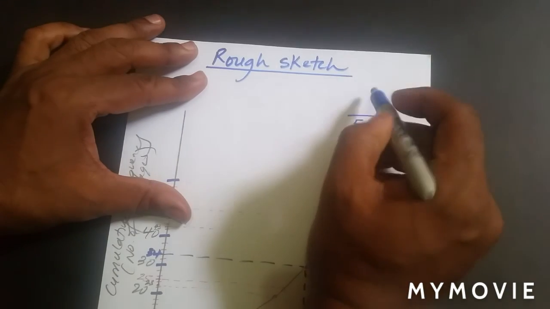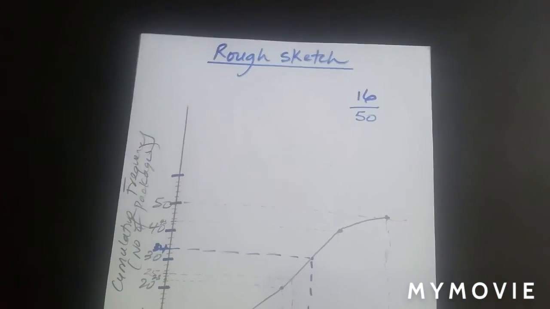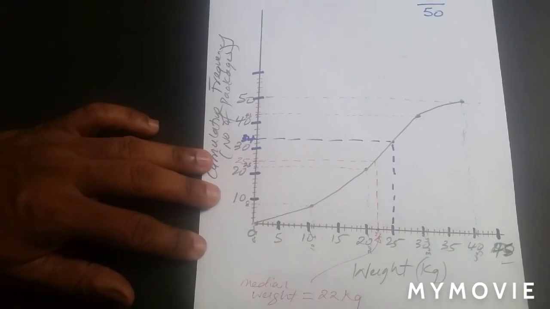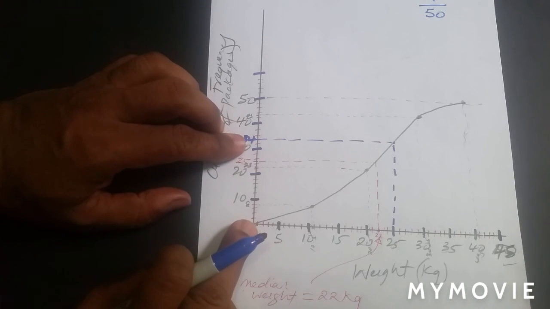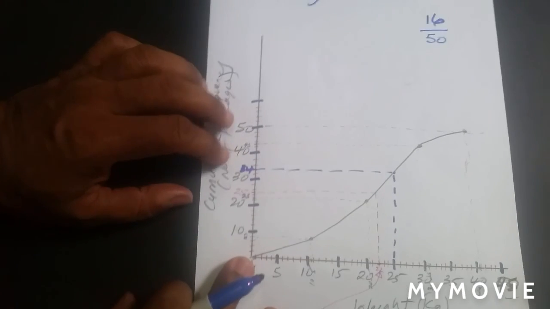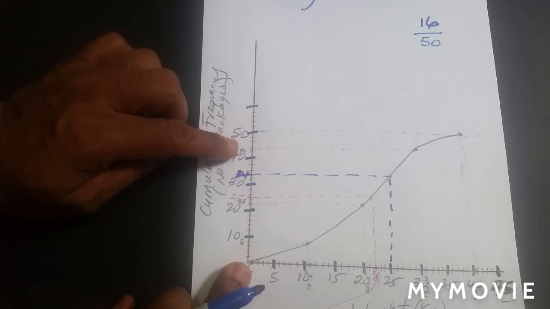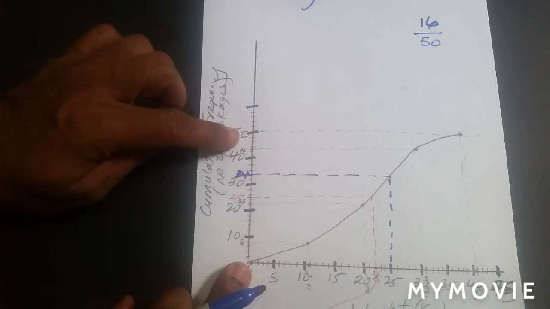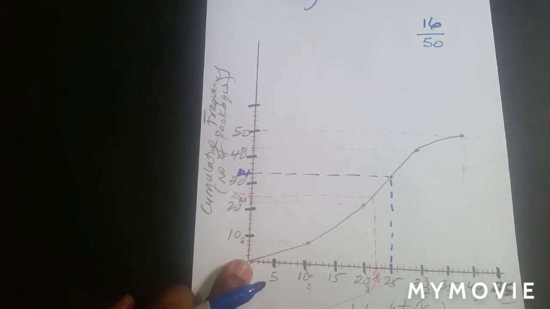So that probability would be 16 out of 50. If it asked us to determine the probability of a package chosen at random weighing 25 kilograms or less, then it would be these 34 out of 50 here. But it says at least 25 kilograms. So it means the packages that weigh 25 kilograms or more, and the difference between the 50 and the 34 is 16. So that will be the answer to that question.